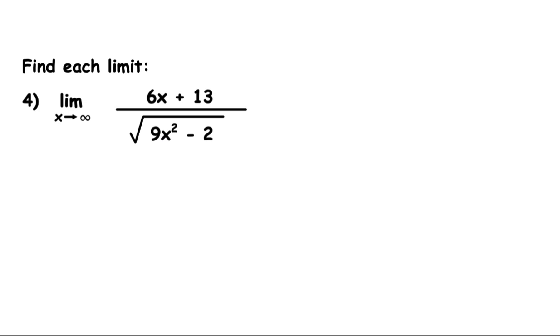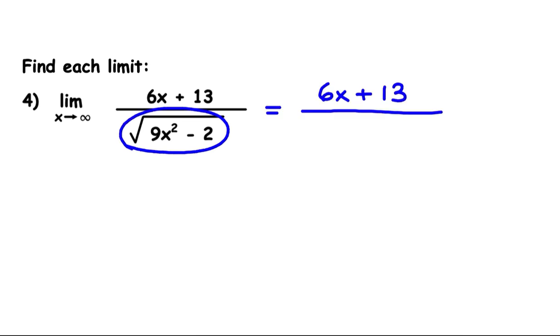Here in number 4, it's a little bit tough to tell what's happening. I'd like to rewrite the denominator. Let's face it, if x is heading towards infinity, that minus 2 isn't going to matter. You're going to have 9 times infinity squared. Even though you're square rooting it, who cares if you lose a 2? So really, you're looking at just the square root of 9x squared, which happens to just be 3x. And now when you look at the problem, you can see that obviously the limit here is 6/3 or 2.